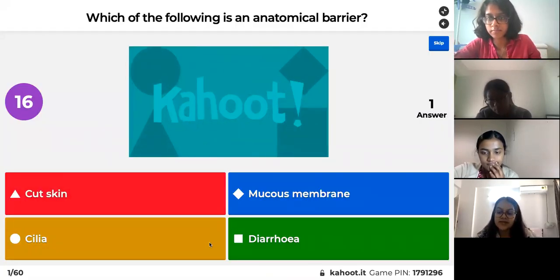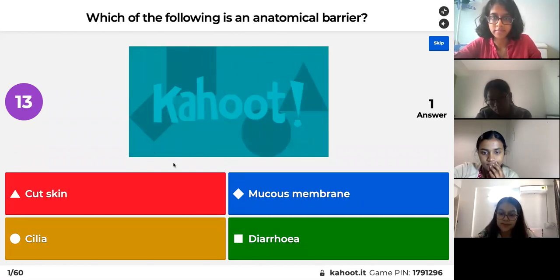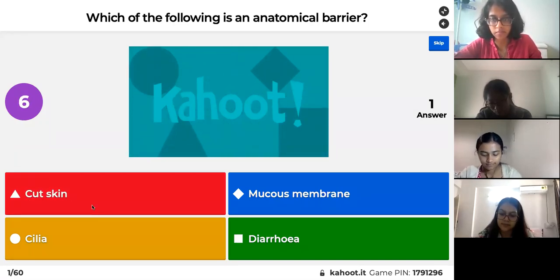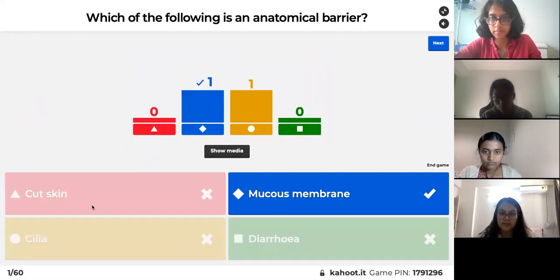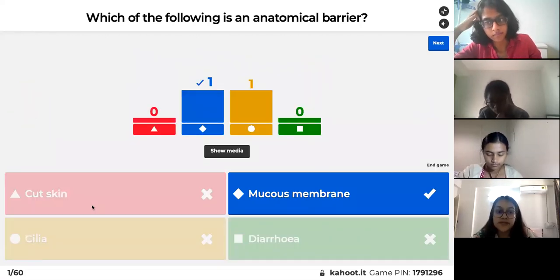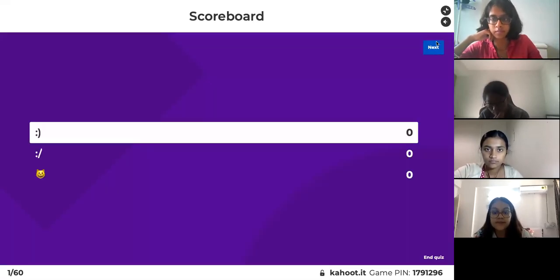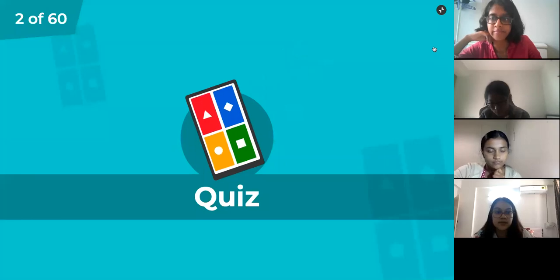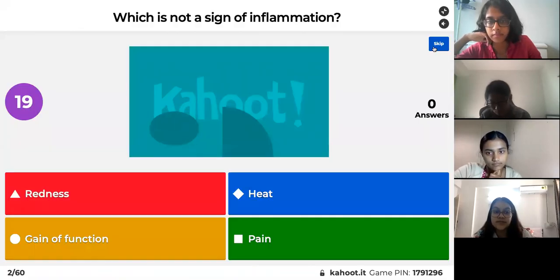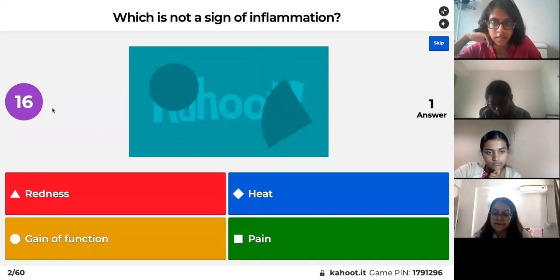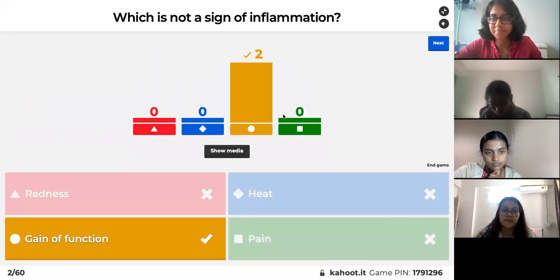So which of the following is an anatomical barrier? Yeah, so it's mucous membranes. That's because it's intact skin, not cut skin. That's an anatomical barrier. And both cilia and diarrhea are mechanical barriers. Which is not a sign of inflammation? Yeah, so it's loss of function, not gain of function.